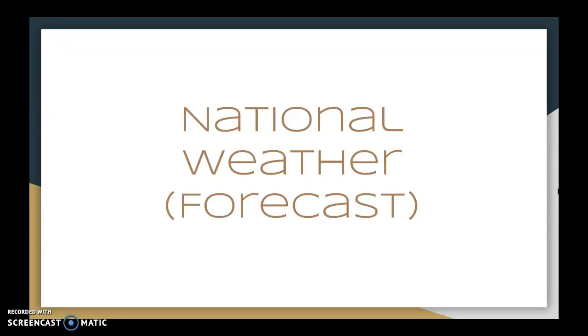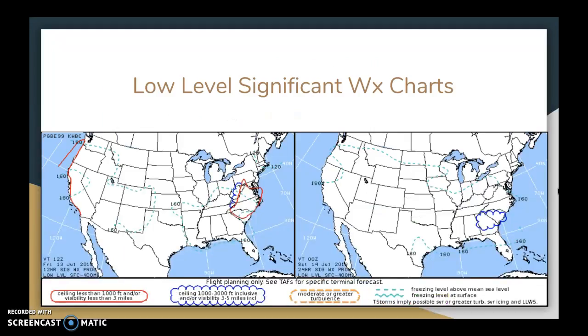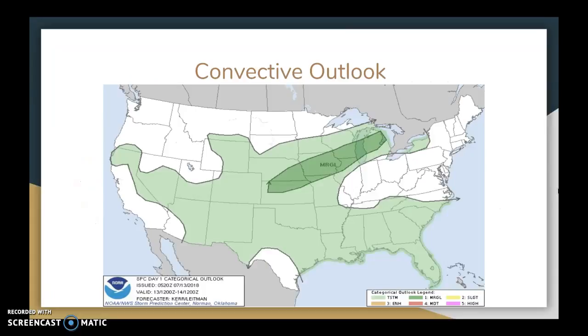National Weather Forecast. This is a low-level significant weather chart. We saw this earlier, so I'll go over the one I haven't done. On the right chart within the blue cloud is the moderate VFR weather. Here's the convective outlook. There's no chance of convective activity across North Dakota and a marginal chance across Iowa.